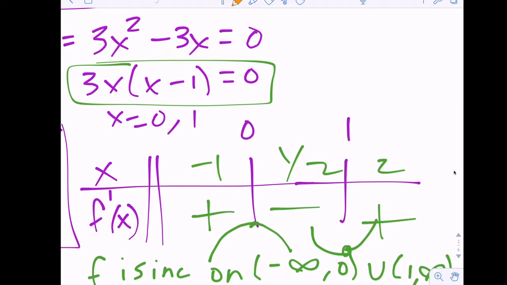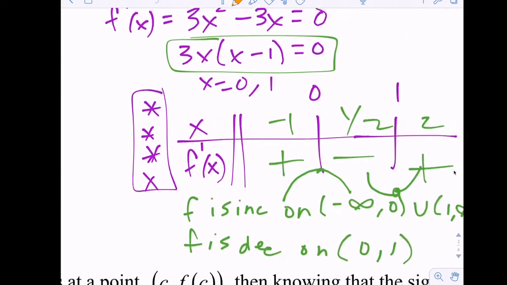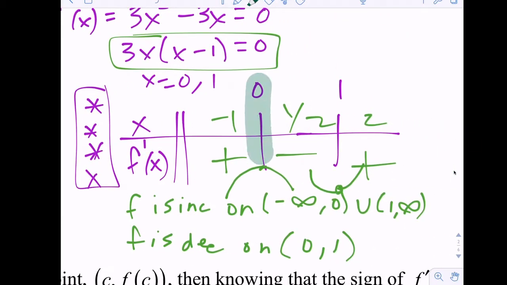By testing, that means we're looking at strictly the sign of f prime. If those are the only places where it can change, at the critical values, then the sign should be the same everywhere in between them. So we made this little number line chart. We have x in the top row, f prime in the bottom row, and the line itself that defines the rows is the number line.